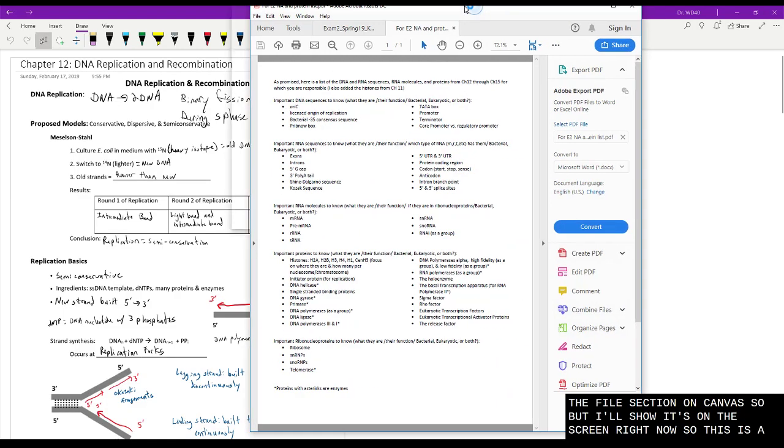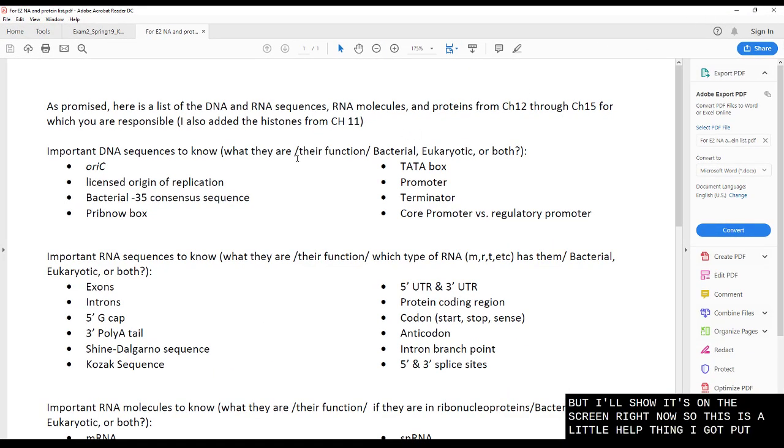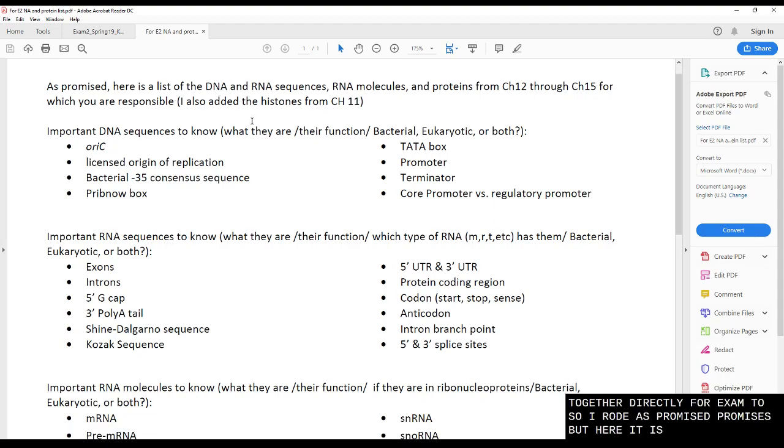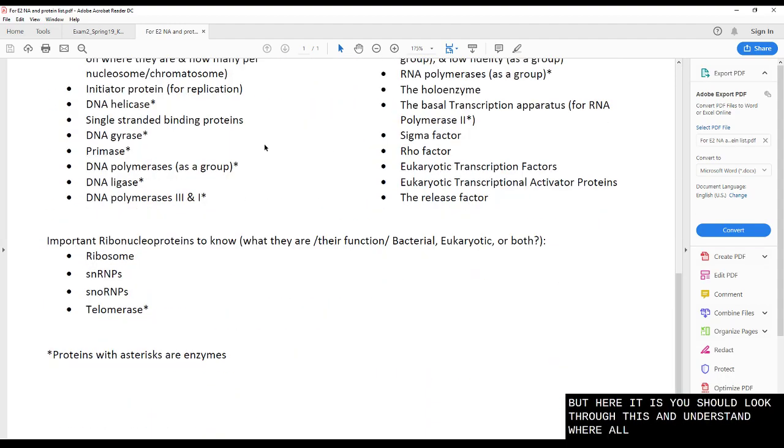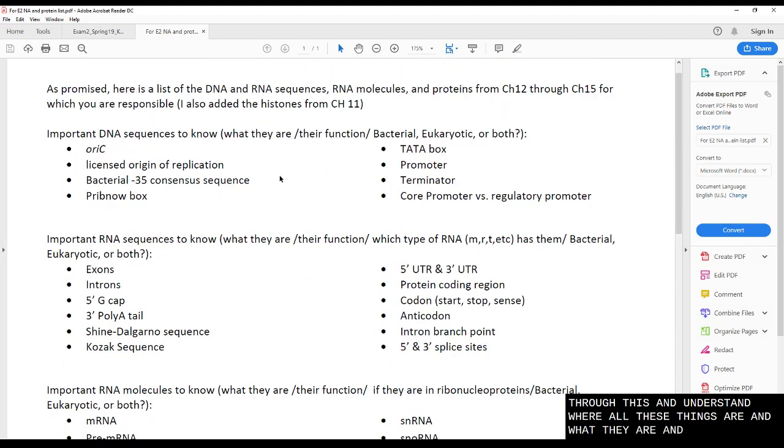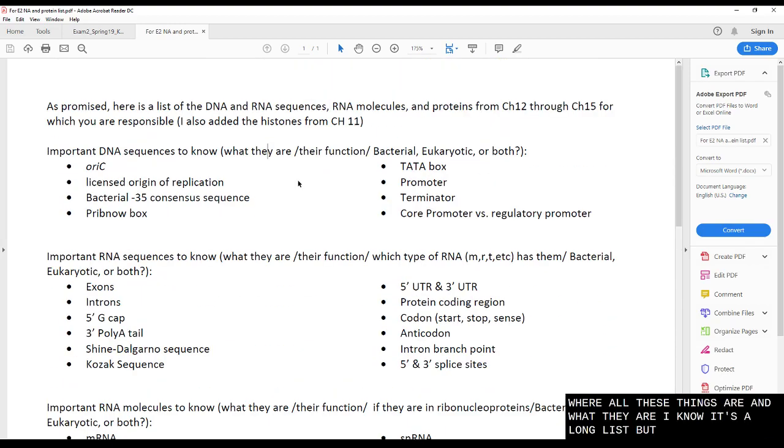So this is a little help sheet I put together directly for exam 2. I wrote it as promised. I didn't promise this, but here it is. You should look through this and understand where all these things are and what they are. I know it's a long list, but it's important to understand.